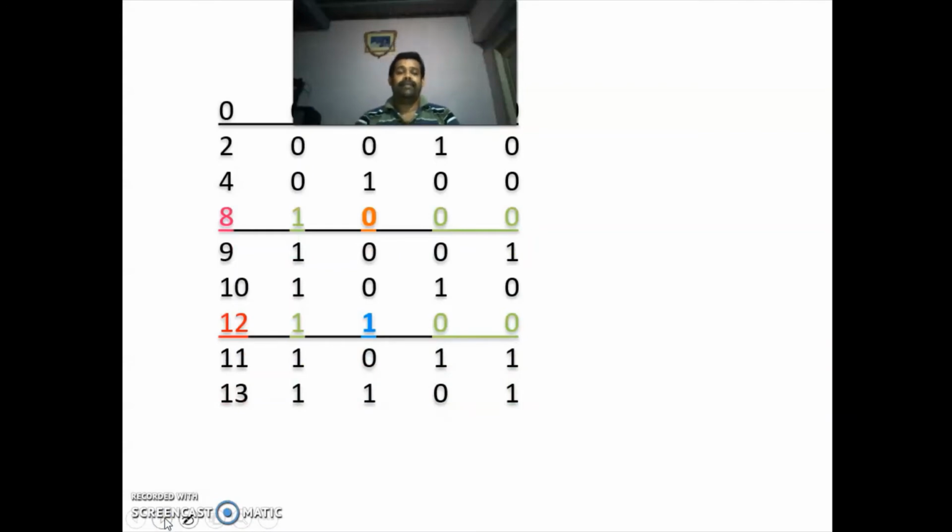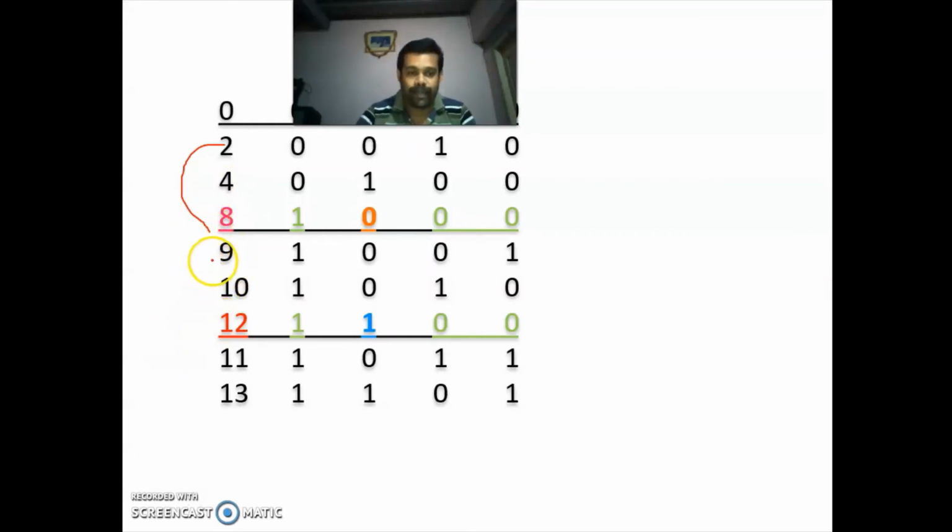Next, we are comparing 8 with 12. When you are comparing 8 with 12, you'll be getting only one variable changing. The second variable is changing. So 1x00. Now we have compared 2 with 9, 2 with 10, 2 with 12. Then 4 with 9, 4 with 10, 4 with 12. Then 8 with 9, 8 with 10, and 8 with 12.